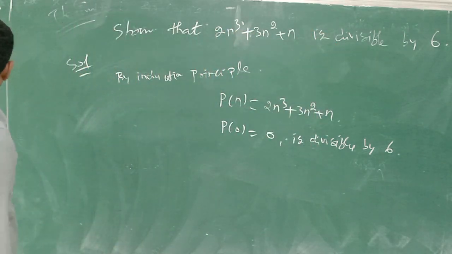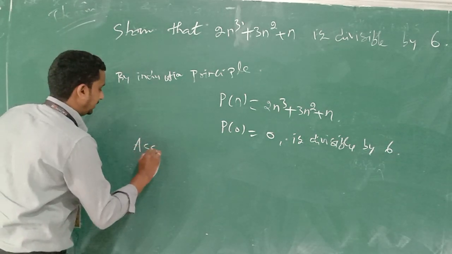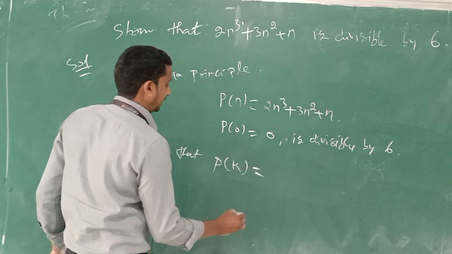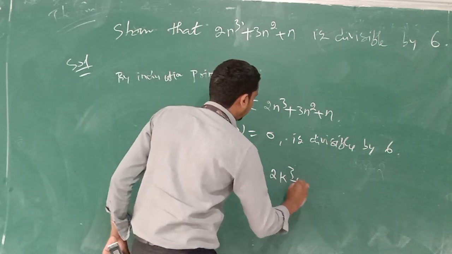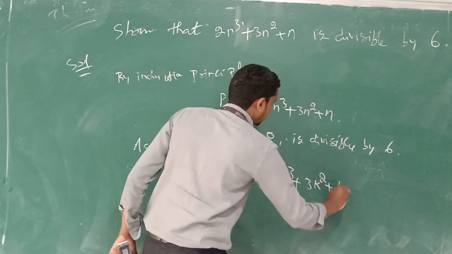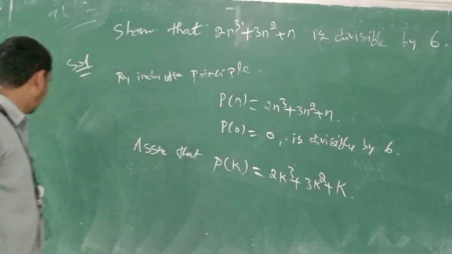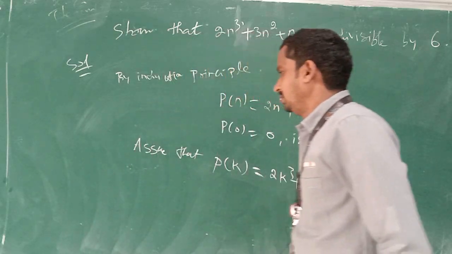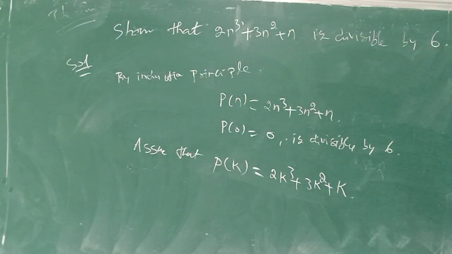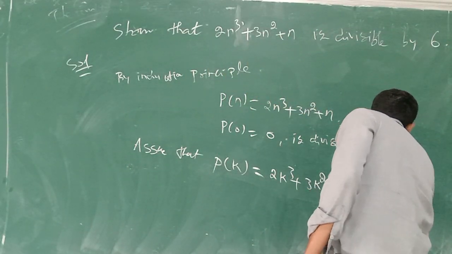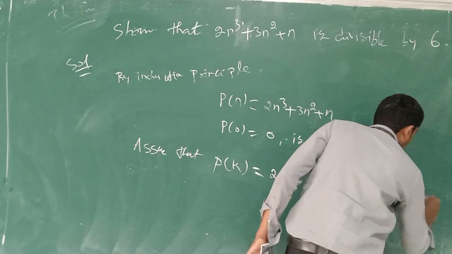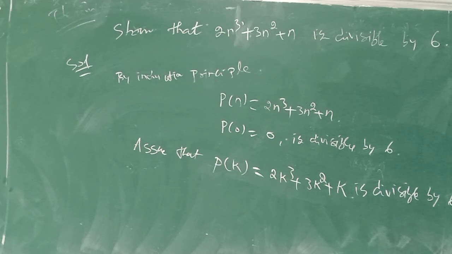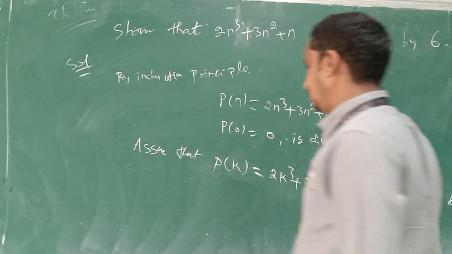So if you write the induction method, assume that P of k equals 2k cube plus 3k square plus k. Replacing n equal to k, 2k cube plus 3k square plus k is divisible by 6. This is the assumption. Now check each nth term value.